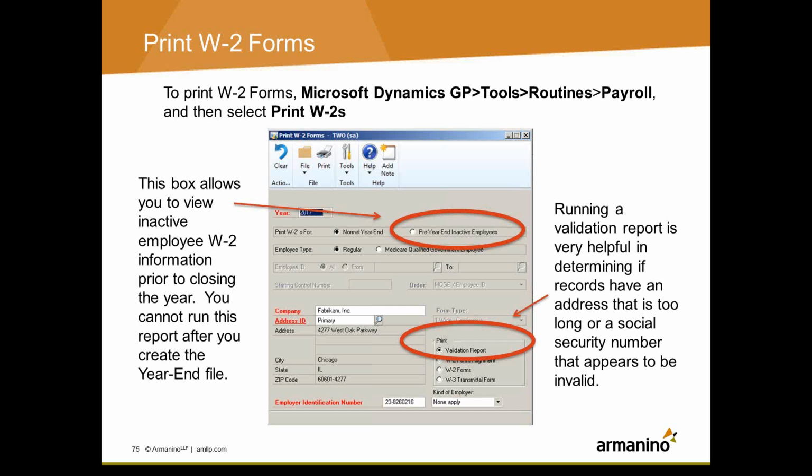To print the W-2 forms, you will go to Tools, Routines, Payroll, and then select Print W-2s. The box on the top allows you to view inactive employee W-2 information prior to closing the year. You cannot run this report after you create the year-end close. So running a validation report is very helpful in determining if records have an address that is too long or a social security number that appears to be invalid.